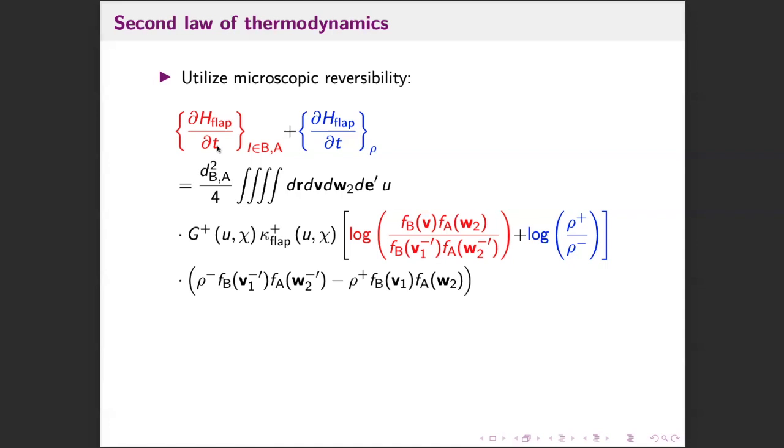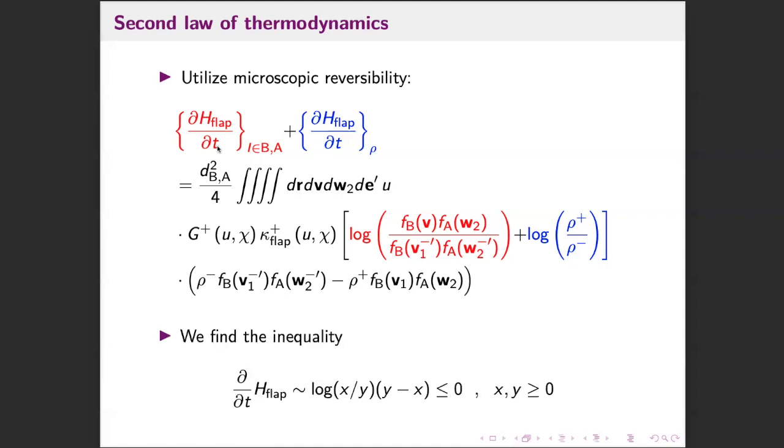You can, of course, combine them into a single log, and then your integrand has the following form: log x over y times y minus x, which is always negative. That's actually also how the H theorem was originally proved for the simple case, but in that case you did not need the specific interplay between the chemicals and the bird and the air. So it only works when you account for both of these.